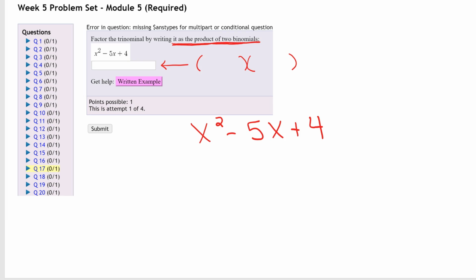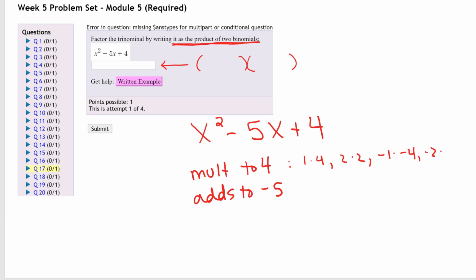And so we're going to say, okay, what multiplies to positive 4, but adds to negative 5? So what multiplies to 4? We've got 1 and 4, 2 and 2. And then we've got the negative version, negative 1 and negative 4, negative 2 and negative 2. So which of these adds to negative 5? That's 5, that's 4. Boom, right there, negative 1 plus negative 4.